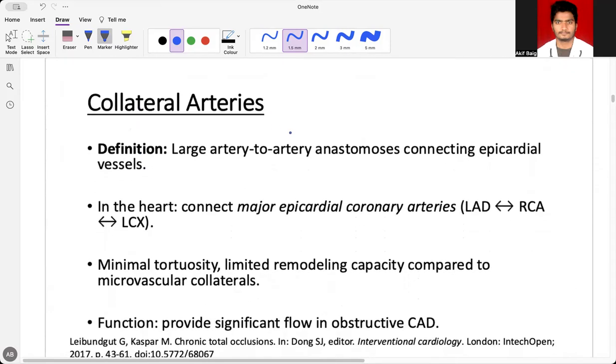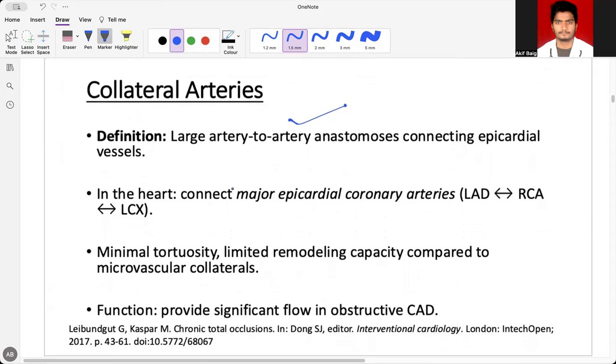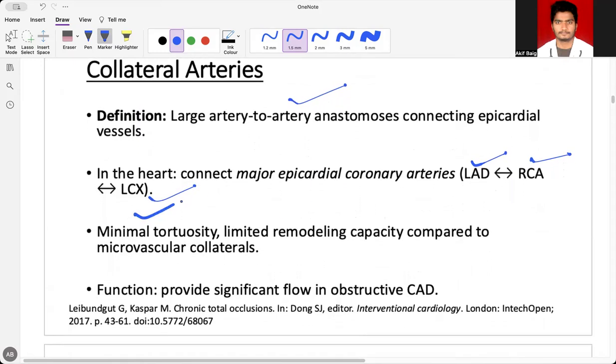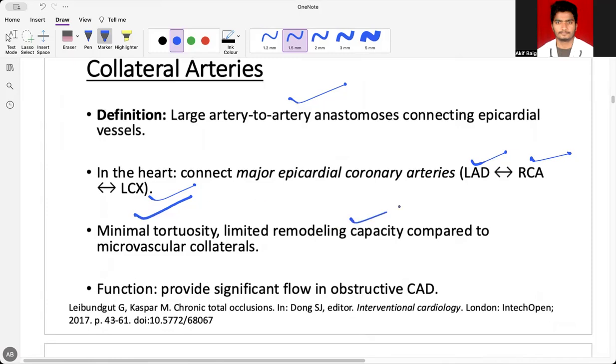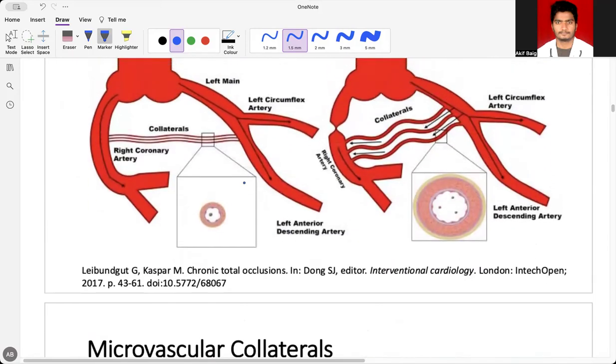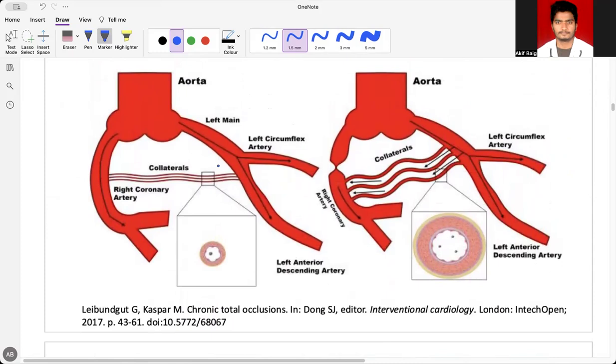Collateral arteries are large artery to artery anastomoses, and in the heart, they connect major epicardial arteries. It could be the left anterior descending connecting to the RCA or to the left circumflex, so any of the connections could be there. There is minimal tortuosity and limited remodeling capacity compared to the microvascular collaterals. You can see the collaterals here.